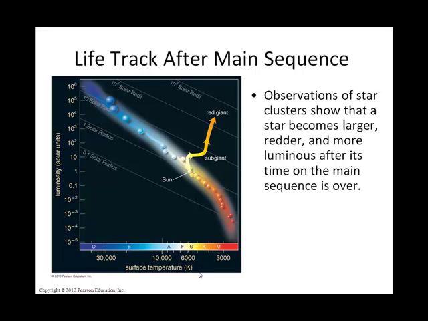So again, these are focusing on low mass stars, 8 solar masses or less. The star will leave the main sequence on the HR diagram, and it will move up into this region where it is what? Cooler and more luminous. Basically, it's going to do that because it expands. This is what we call the red giants, or the red giant stage.